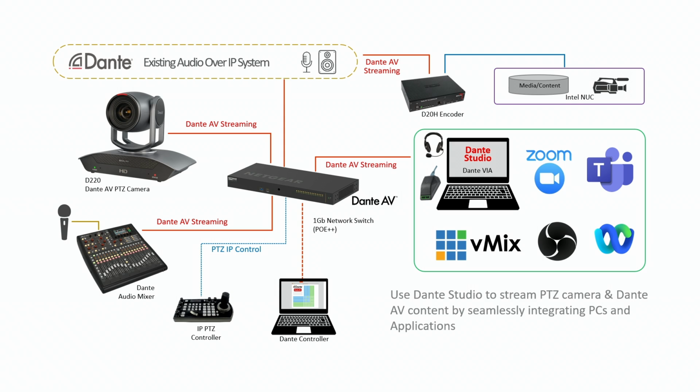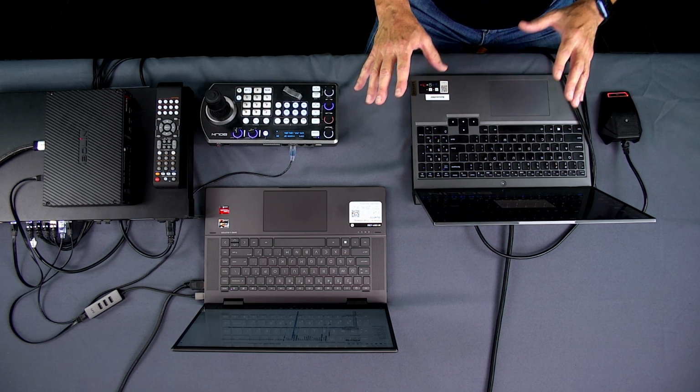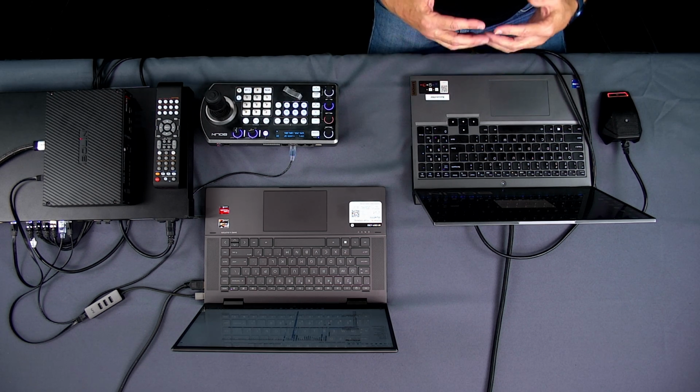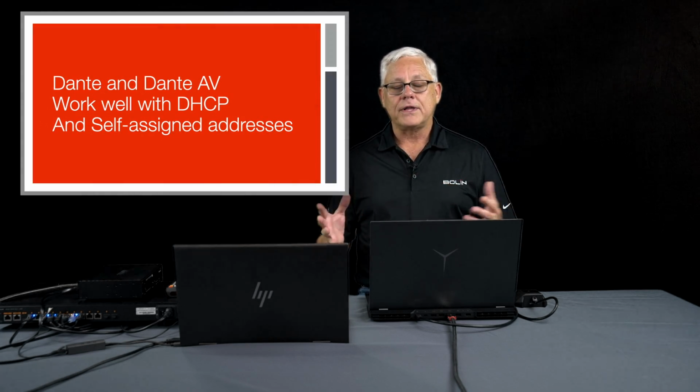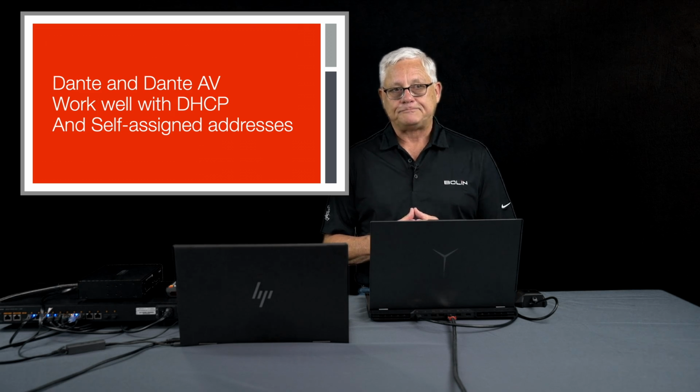Here's a diagram to show you the way this system is laid out today. The heart of our network is the Netgear M4250 switch, which is sending PoE++ power to all of the Dante AV gear. All of this gear, by the way, is set to receive its IP via DHCP. But you might be interested to know that today we're not running a DHCP server, so all the addresses are self-assigned. Dante and Dante AV work perfectly fine in both of those environments.